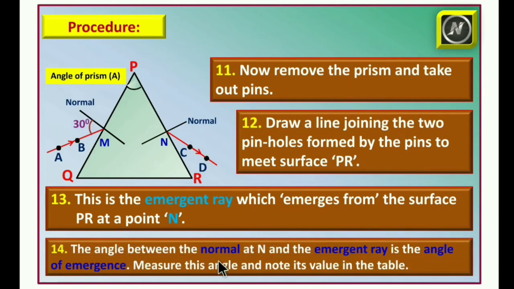The angle between the normal at N and the emergent ray is the angle of emergence. Measure this angle and note its value in the table.